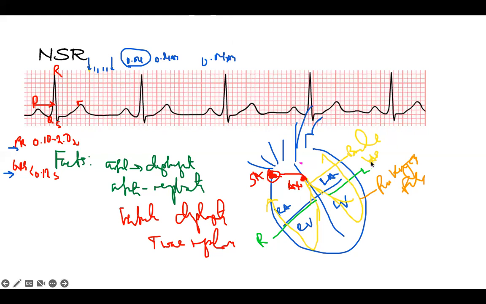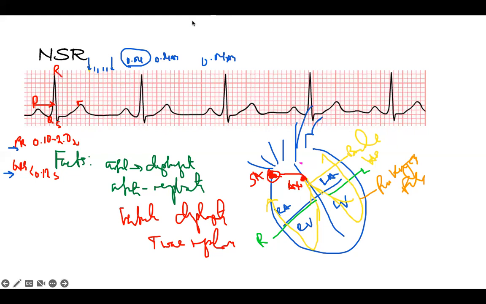When you see an EKG, you have to learn how to read it. This is how I read it, and I'll show you guys. First, I don't look at anything yet, because I know there are a couple of rhythms. I want to know if the rhythm is sinus.